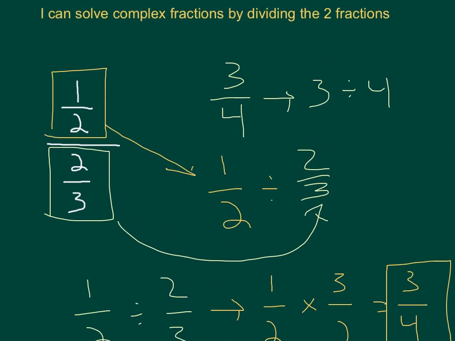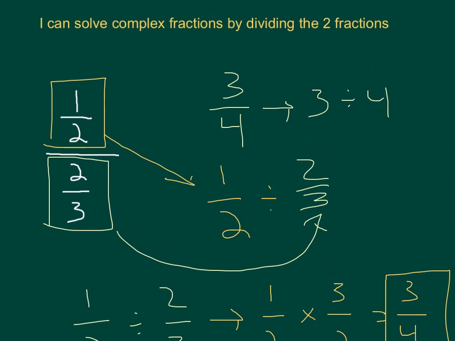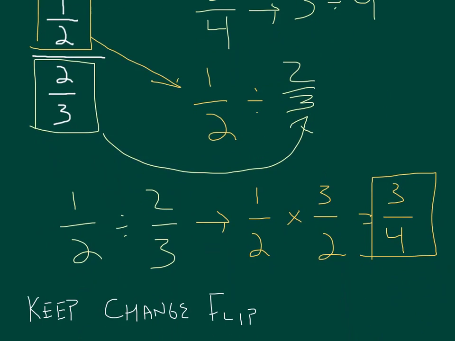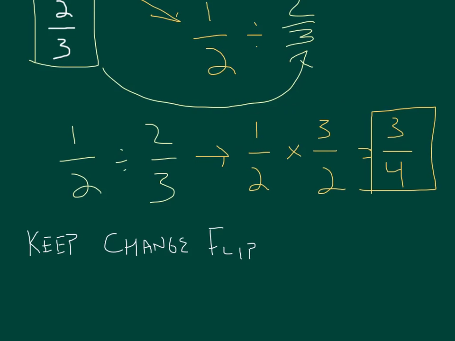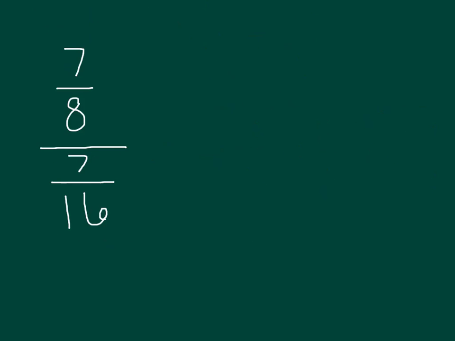What we started off with was this big complex fraction, which changed into 1/2 divided by 2/3, which then changed into 1/2 times 3/2. Again, complex fractions are just a new fancy way of writing a division problem. So let's take a look at another example.